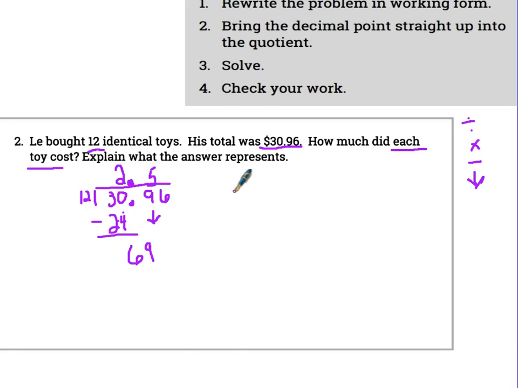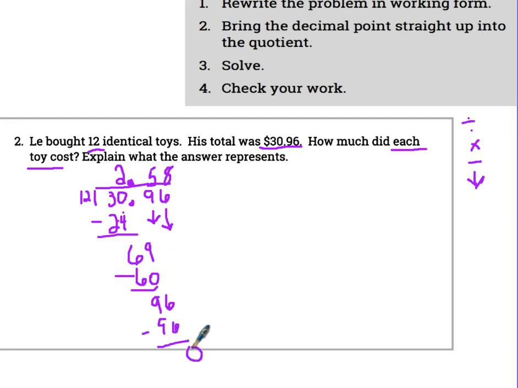That looked more like a 2. 5 times 12 is 60. Subtract: 9. Subtract and compare. 9 is less than 12. Bring down the 6. How many groups of 12 would fit into 96? And that would be 8 groups. 8 times 12 is 96.